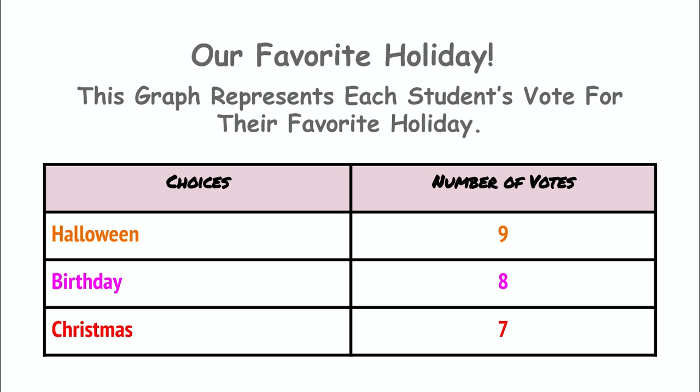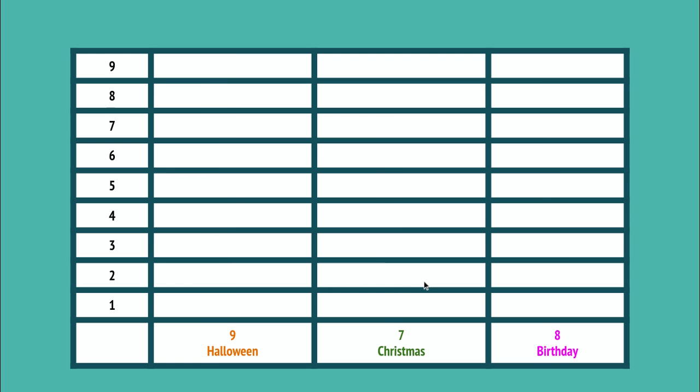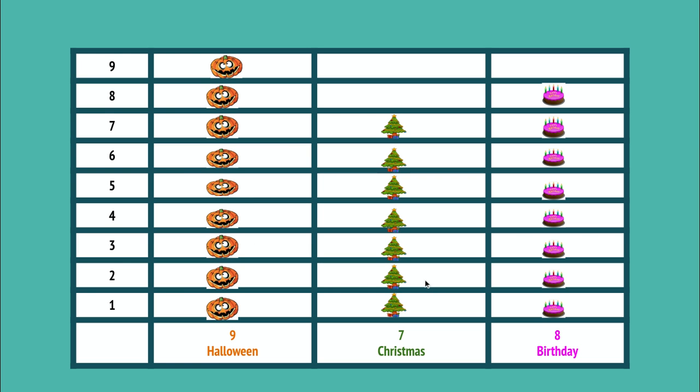So I have totaled up my votes for each holiday here and have written them in my bar graph. Next, I recorded the specific votes for each holiday as a pictograph. Each holiday is color-coded, and the number of votes per holiday are here, matching its color. So we've got 9 votes for Halloween, 8 votes for birthday, and 7 votes for Christmas. Here my graph has each vote represented as the holiday symbol we already discussed and totaled at the bottom.